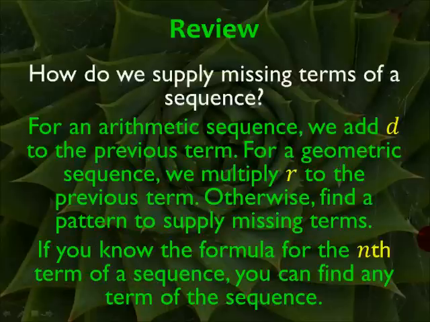How do we supply missing terms of a sequence? Well, for an arithmetic sequence, you can add d to the previous term. For a geometric sequence, you multiply the previous term by r. Otherwise, like we did in the last example, you will find a pattern to supply missing terms. If you know the formula for the nth term of a sequence, you can find any term of the sequence from 1 to 1 billion, or 1 billion and 1.